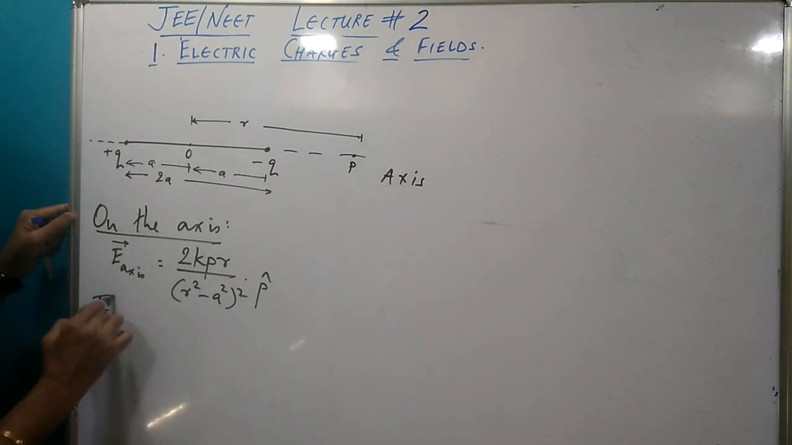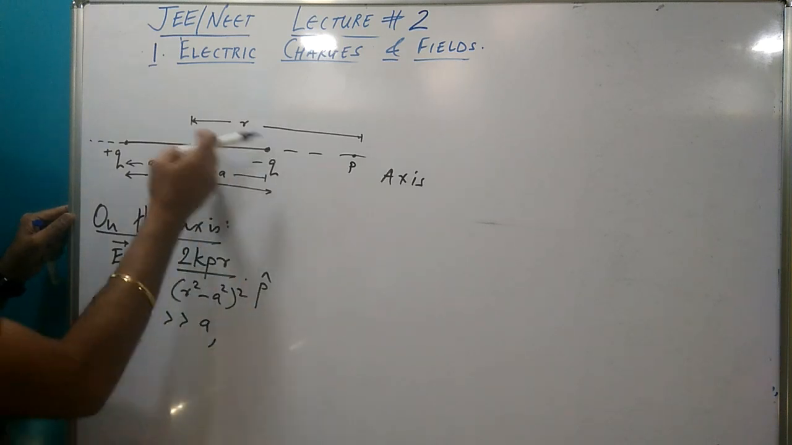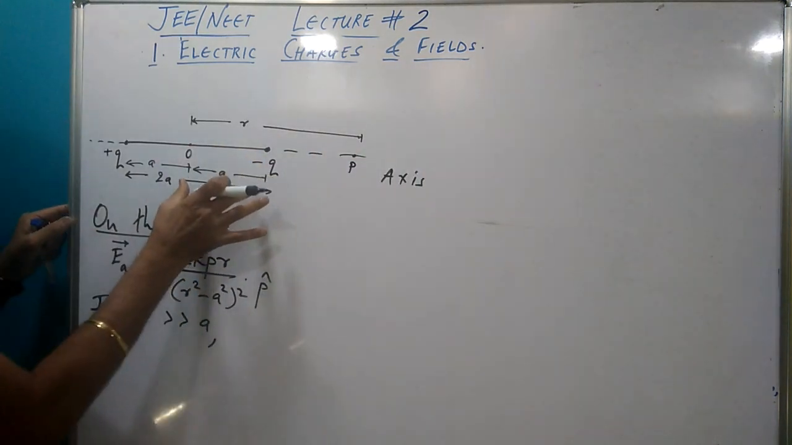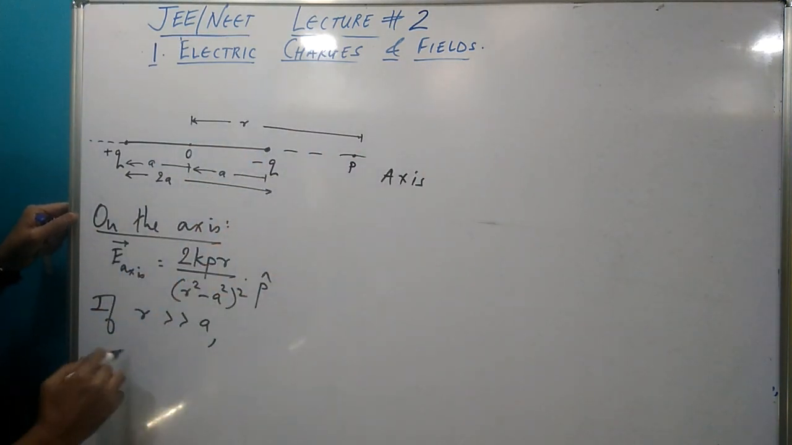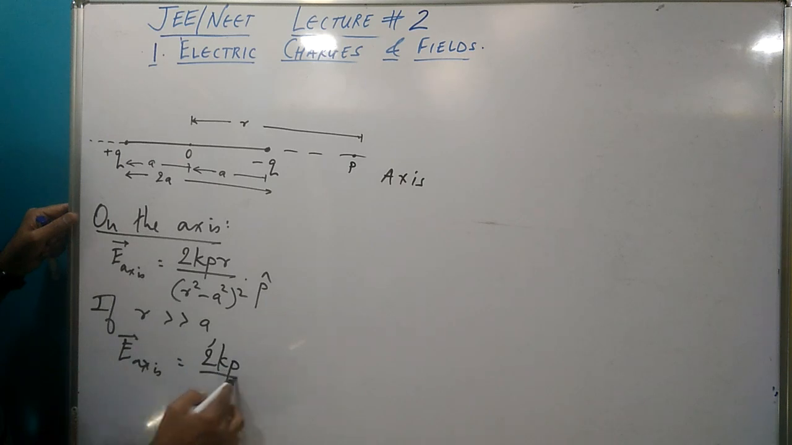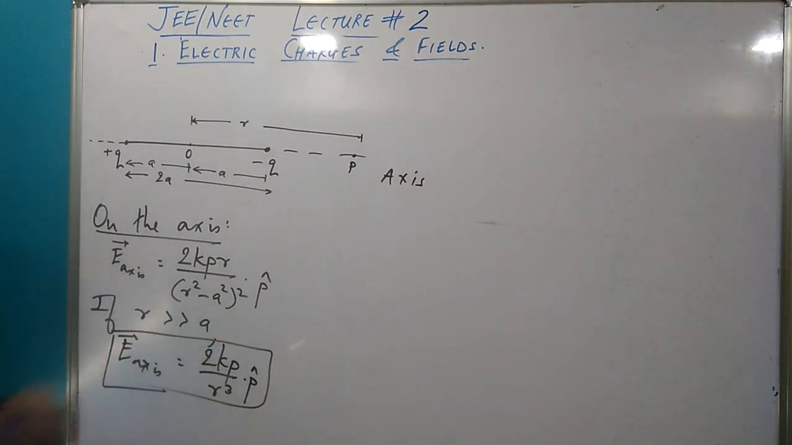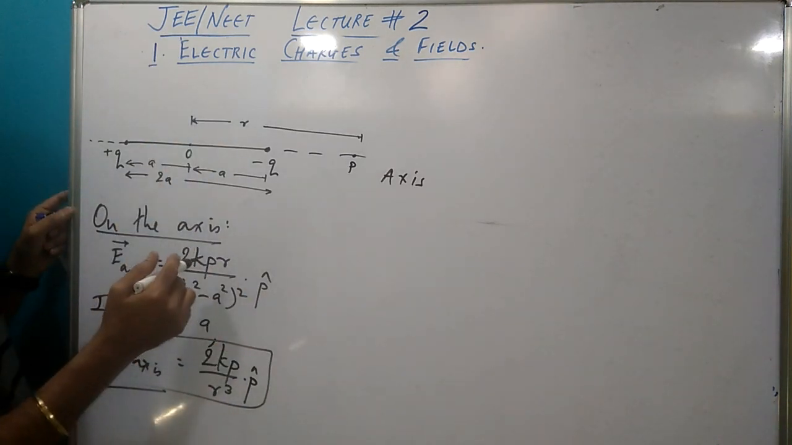But what if r is much greater than a? If this is very large and this is very small, how would the approximation work out? It would be E bar on the axis is 2kp by r cube into p cap. A more widely used equation is this. So this was the idea for the axis.